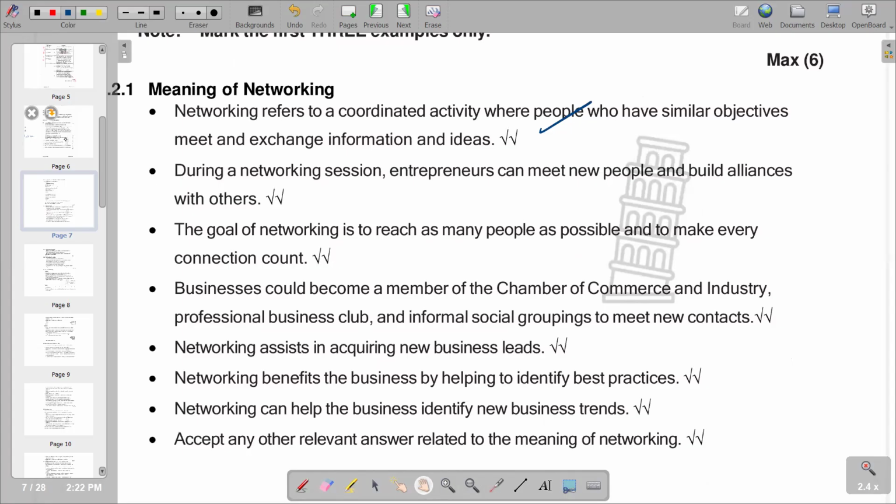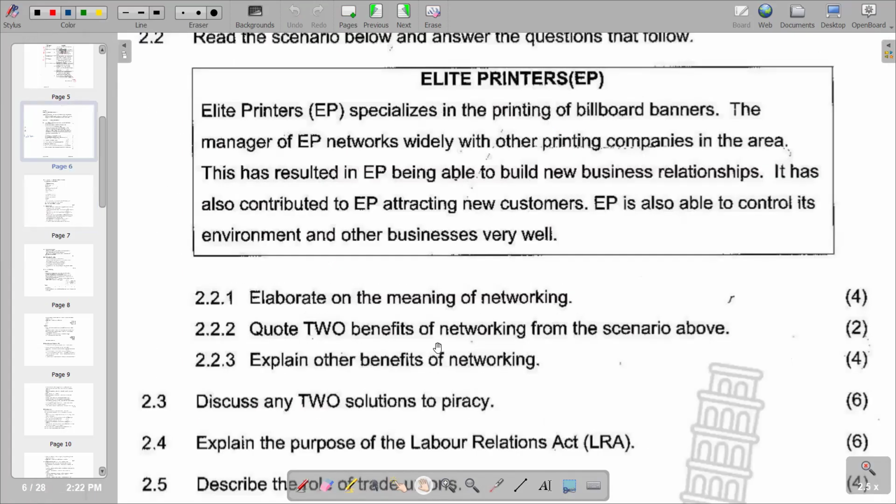So I'm moving on to the next question, which reads, quote two benefits of networking from the scenario above. So we need to go back to the scenario and see which benefits we find there. One of the benefits that we can deduce is in the first part, where the sentence reads that this has resulted in EP being able to build new business relationships. So relationships come from networking. And if you look at the next sentence, it reads that it has also contributed to EP attracting new customers. This is also as a result of networking.